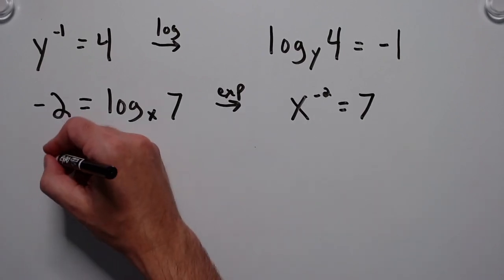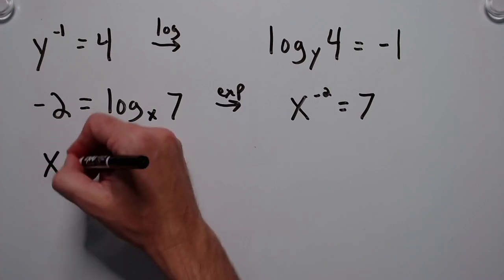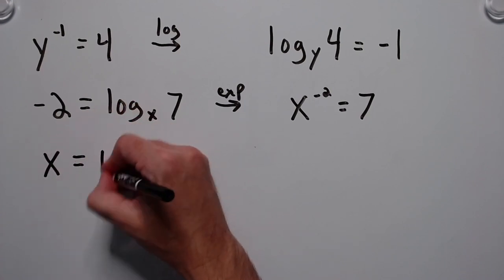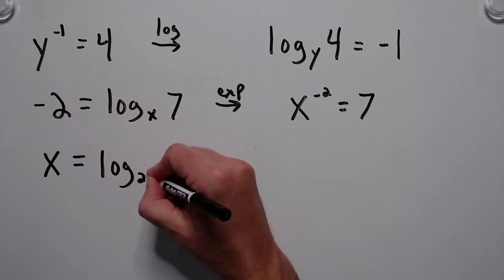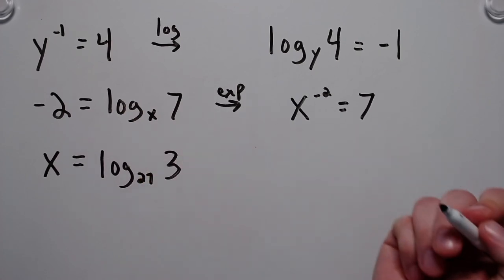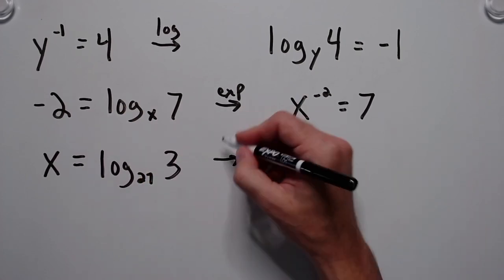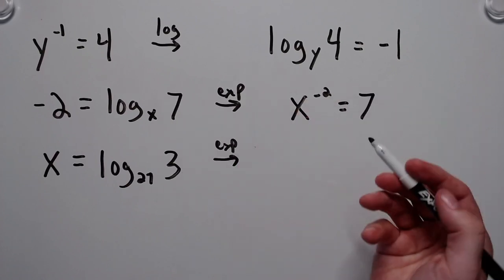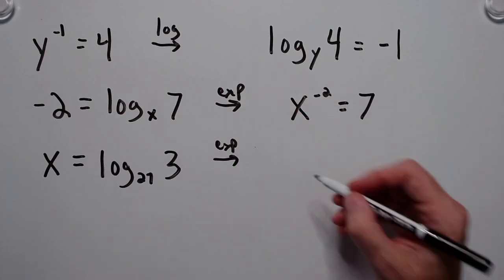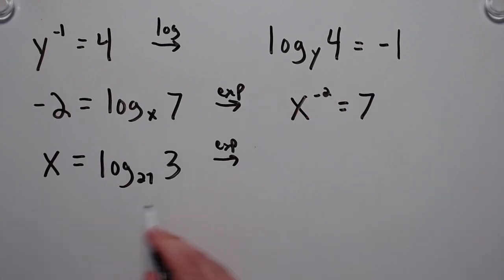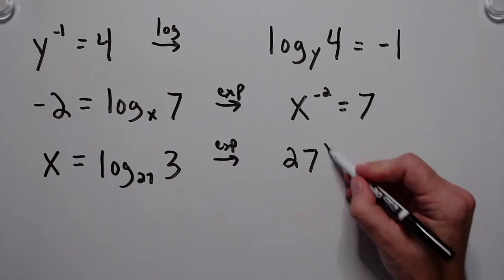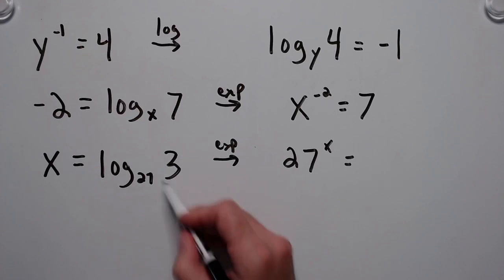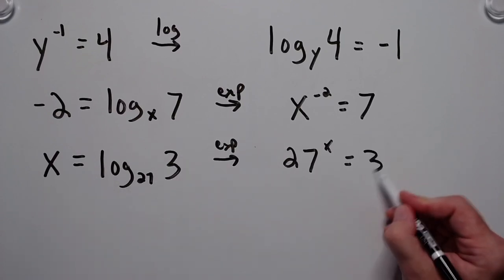Let's try writing a slightly different equation. We're going to put the variable over here and say that x is equal to log base 27 of 3. So let's rewrite this as an exponential equation. We would write this as the base of 27 to the x power equals what we're taking the logarithm of, 3.